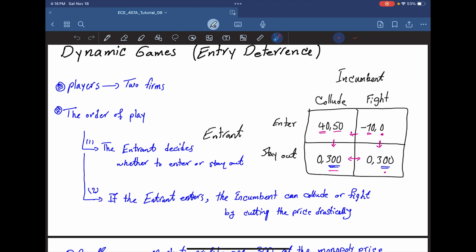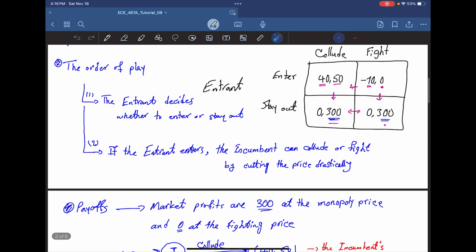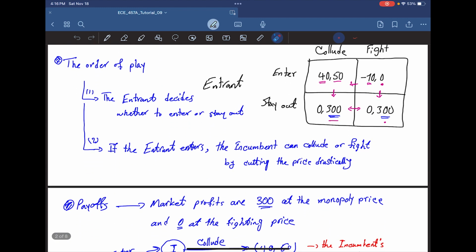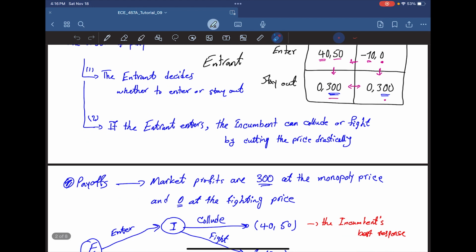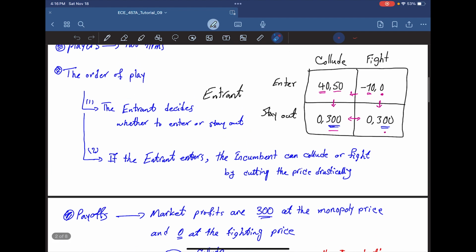Okay, so this is a table for this game. The entrant can either enter or stay out, and the incumbent can collude or fight. The payoffs are the market profits, which are 300 at the monopoly price and 0 at the fighting price.